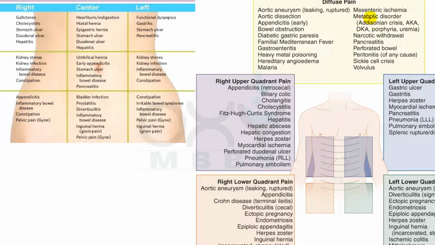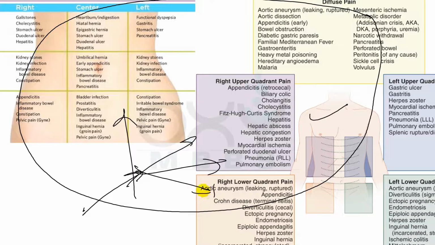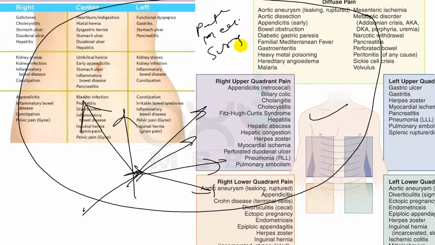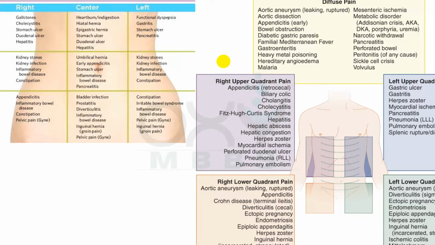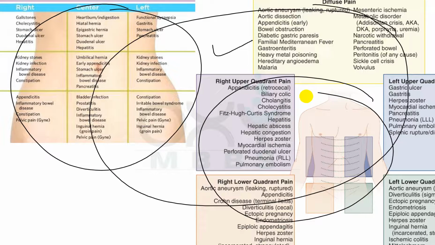So friends, this is just the overview of the differential diagnosis according to different regions and according to different quadrants, but you will understand all these things very well when we discuss all these disorders in detail in the pathology, medicine and surgery subjects. But here just remember all these pathologies in different regions and in different quadrants.